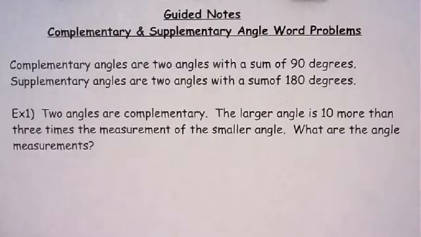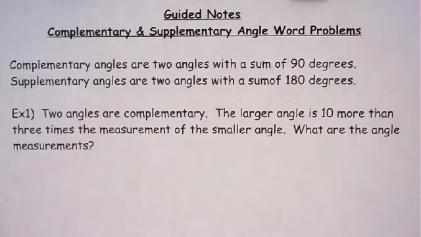This is the video notes that go along with the guided notes for complementary and supplementary angle word problems. A really quick review: complementary angles are two angles with a sum of 90 degrees. Supplementary angles are two angles with a sum of 180 degrees. You talked about this in 7th grade math.